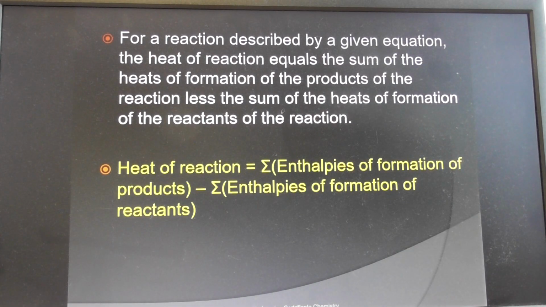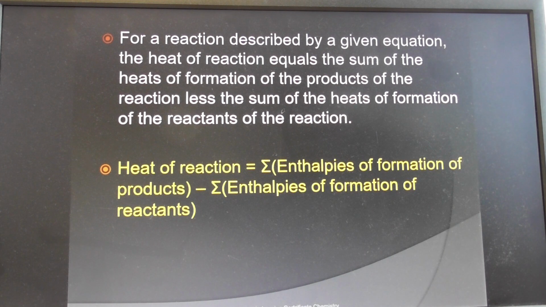That'd be a nice law to come up with, if you understand it. The definition should pretty much roll off your tongue. It doesn't have to be exactly word for word what I have there, but Hess's law, in principle, is very straightforward. And you think about it, it really only matters the initial and the final. And then for a reaction described by a given equation, the heat of a reaction equals the sum of heats of formation of the products.